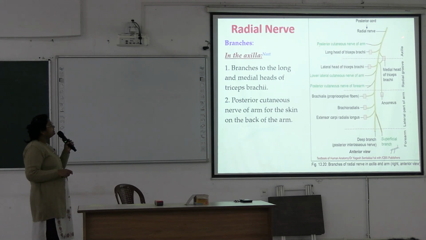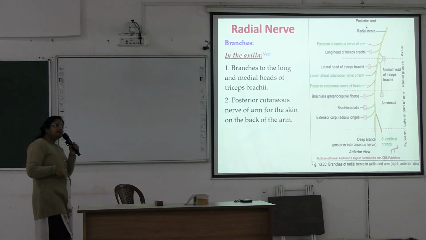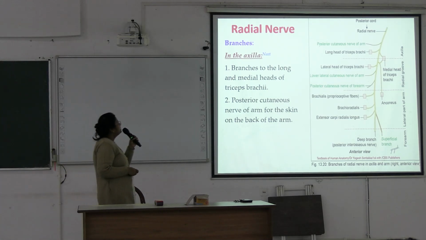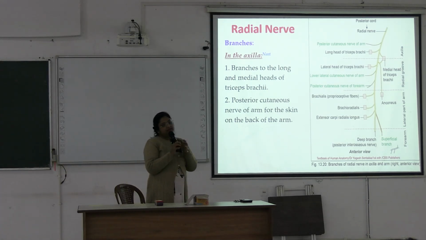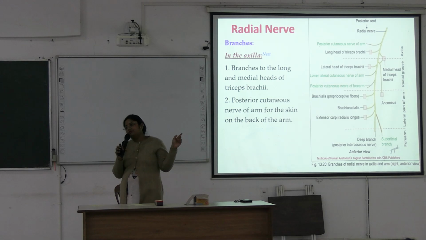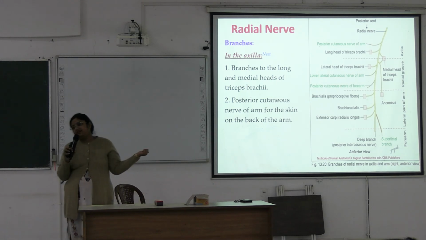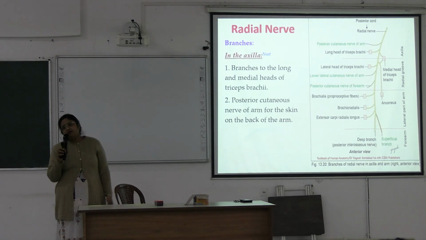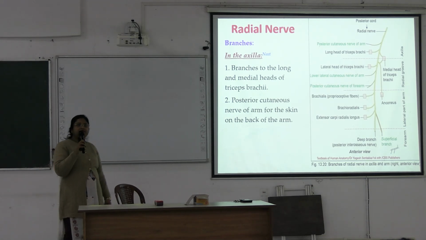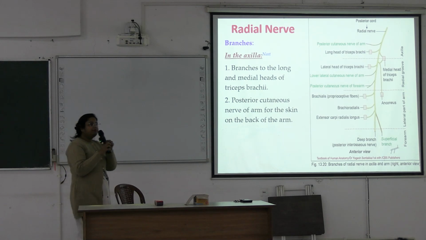Here, this is a schematic diagram. You practice a schematic diagram like this. Okay, for branches. Branches of the radial nerve are important for your OSPE also. You have to identify the nerve and you will be asked what are the branches in the axilla, what are the branches in the spiral groove. All these are asked in your viva and MCQs, also in OSPE practical.